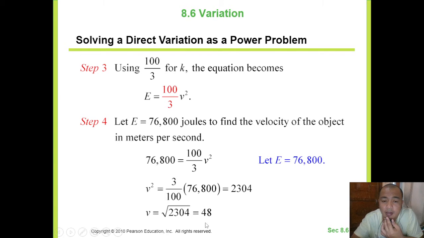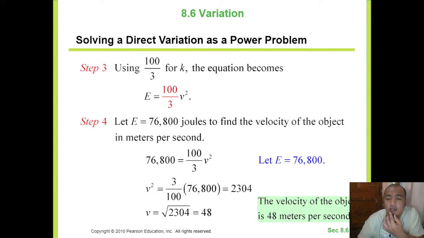We only choose the positive velocity, okay? There's no negative velocity. So 48. Velocity is 48 meters per second. Yes, the velocity of the object is 48 meters per second.